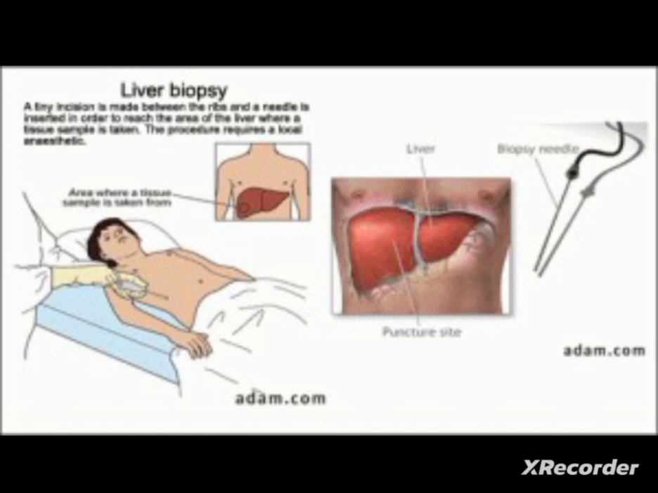Okay, so that is open biopsy. We open the liver and take the biopsy, and it's a major surgery. Because we are opening that area, a major abdominal incision is needed.